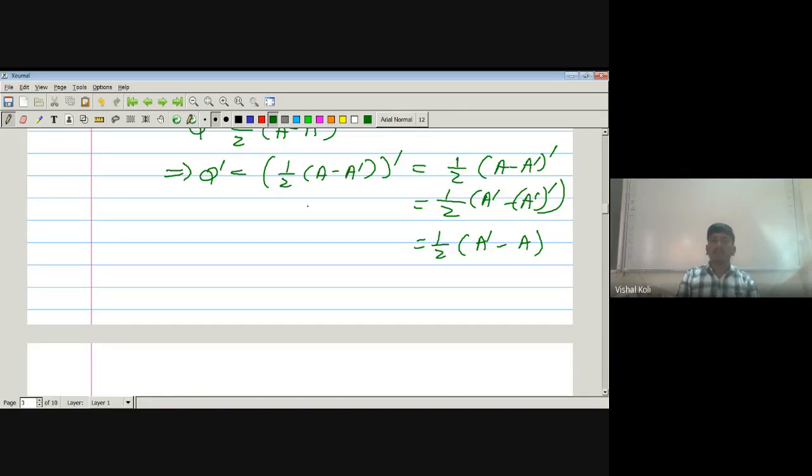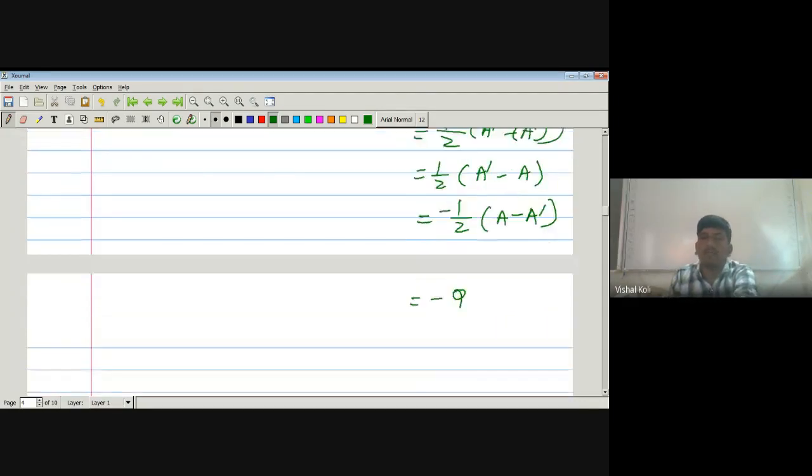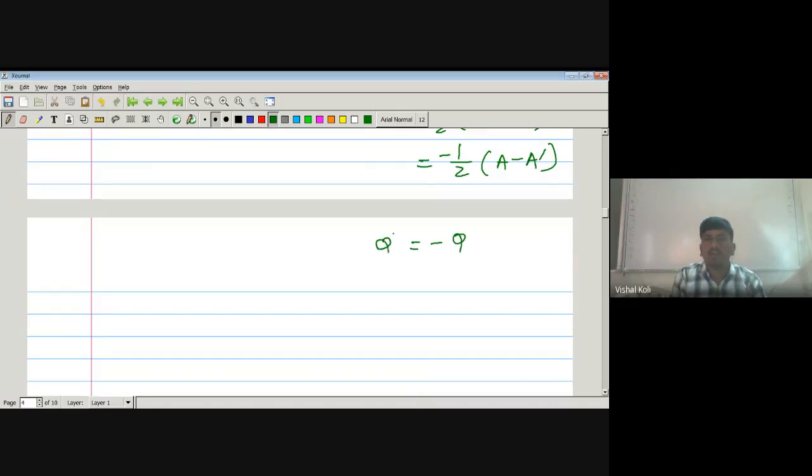But Q is nothing but 1 by 2 (A minus A dash). Therefore, this can be written by taking minus 1 common. Then it is nothing but A minus A dash. So minus, as 1 by 2 (A minus A dash) is nothing but Q. So Q transpose is equal to minus of Q. Therefore, by definition of skew symmetric matrix, Q is a skew symmetric matrix.